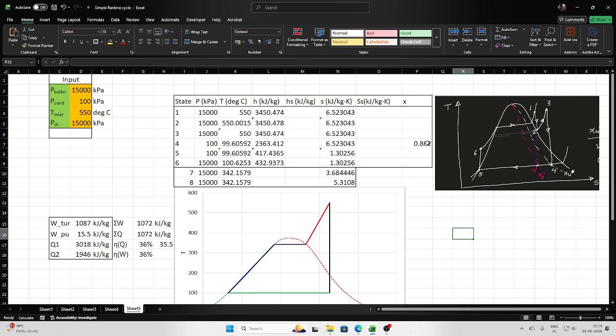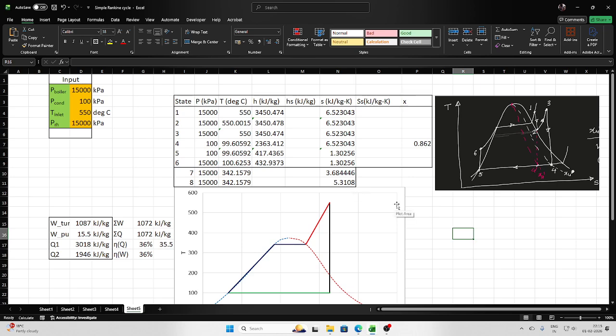At these points I have evaluated the temperature. As these are saturation points, the temperature will be the saturation temperature corresponding to this pressure. So these will remain the same, and here the entropy will be the entropy of saturated liquid, and here it is saturated vapor. So this I have evaluated.